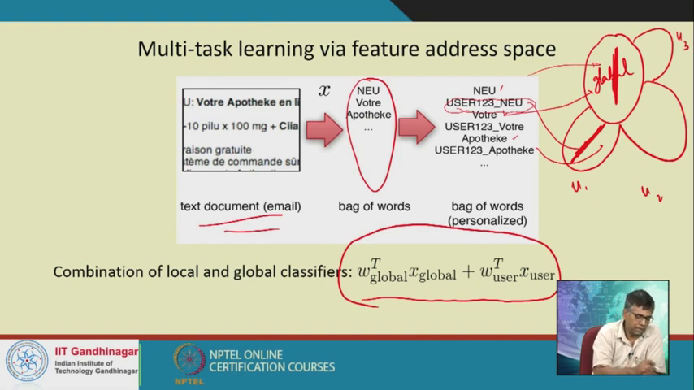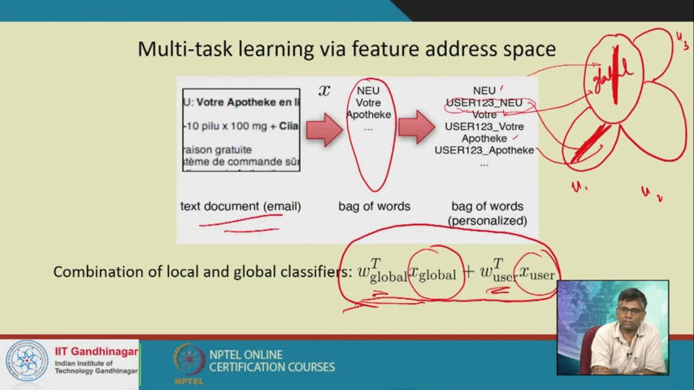So therefore, for a particular test email, what the classifier does is as follows. Let me call this W global, this is W global, and the set of coefficients here W user, right? So for a test email, we again do a representation of the email in the global space and in the user space, and then we take the corresponding dot products.